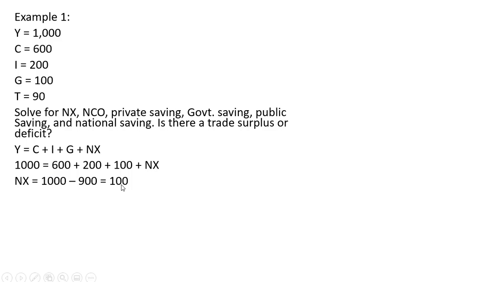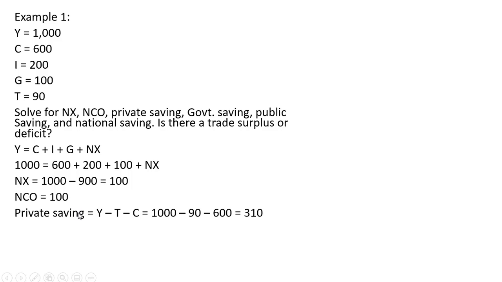And we'll get 100. And in that case, net capital outflows will equal net exports, which will be 100. Private saving in this economy is Y minus T minus C. And in that case, private saving is $310. Government saving is taxes minus government purchases. Taxes is 90 minus $100 of government purchases. The government has saving of minus 10.